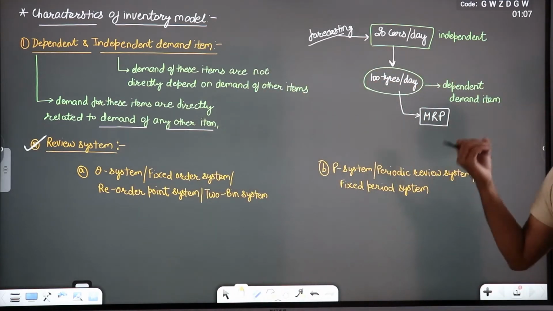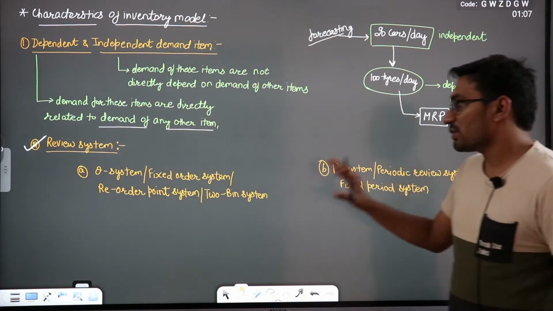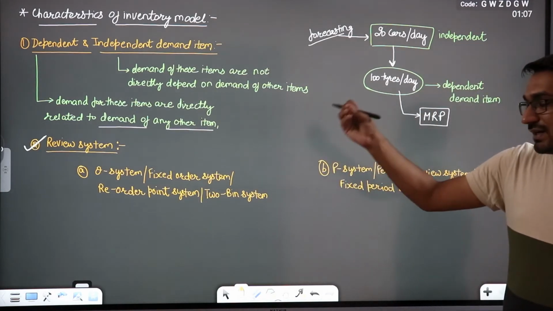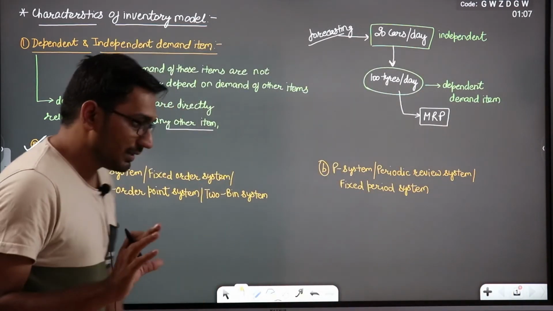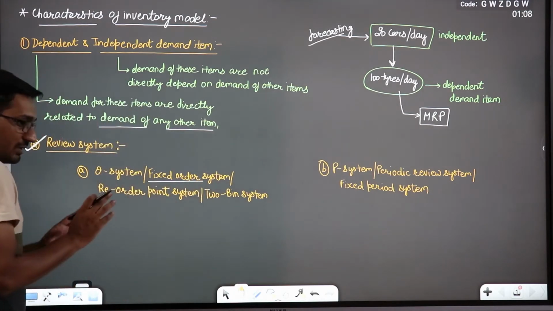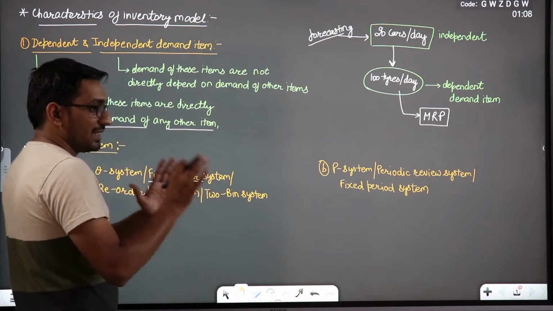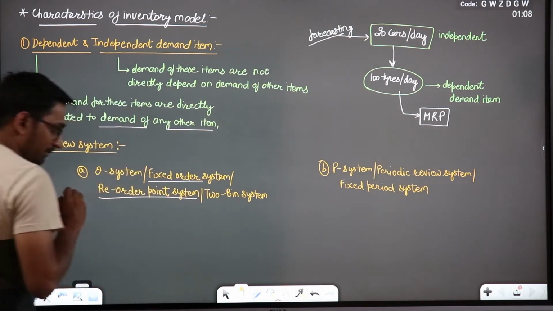And the reviewing of the inventory stock, that review system is of two types. First one is the Q system. We are saying that it is the Q or fixed order system. This is important: it is a fixed order system. The order which you are placing for an inventory is fixed. Or the reorder point system, right?